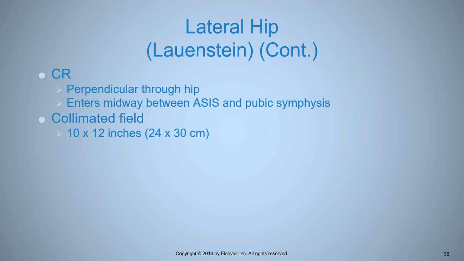The central ray is entering halfway between the ASIS and the pubic symphysis. You'll be right on the femoral head at that point. Again, collimated field 10 by 12 is fine as long as they don't have a prosthetic. If they have a prosthetic, the ability of them to put their femur in a transverse plane is going to be compromised. They might not have that range of motion. Just understand that.